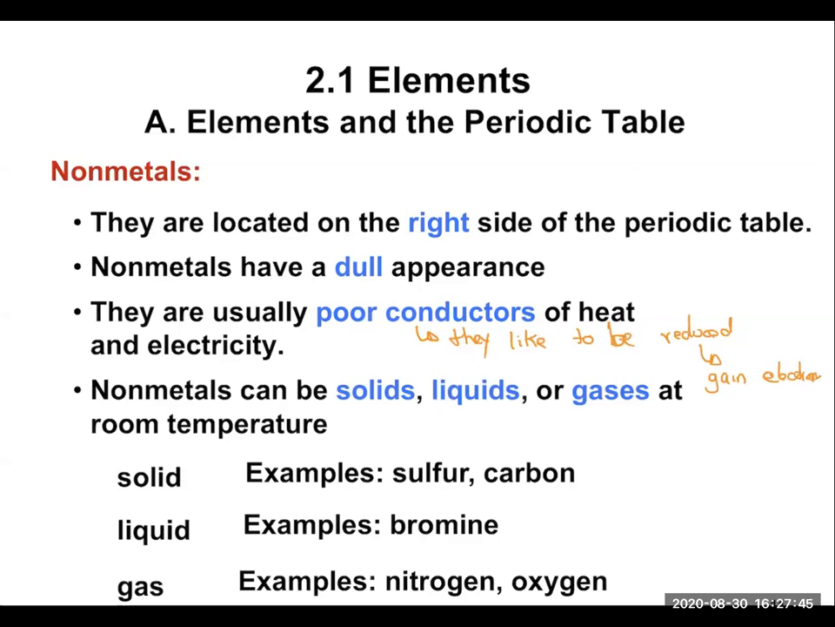Non-metals can exist as a gas, solid, or liquid at room temperature. So there's nothing specific like with metals. You can find them in any of these states. Examples they give you here are sulfur and carbon, which at room temperature are found as solids. Bromine is found as a liquid at room temperature. Nitrogen and oxygen are found as gases at room temperature.